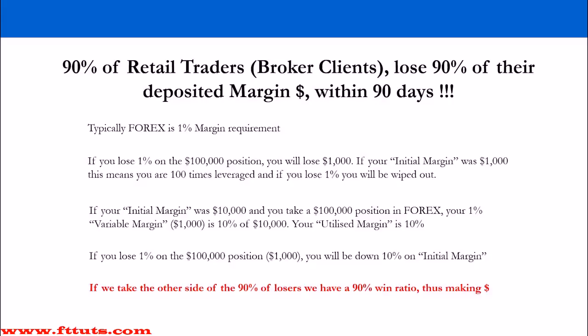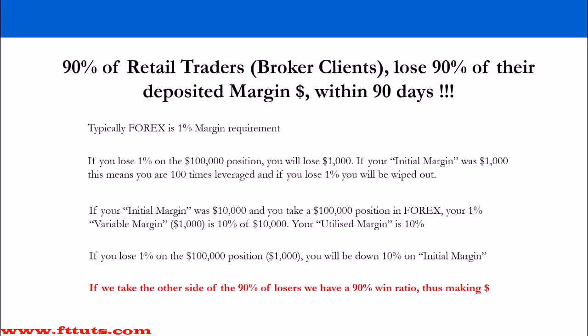Now, what if, for example, for your initial margin, you decided not to put up $1,000, you decided to put up $10,000, and you take the $100,000 position. So your 1% becomes your variable margin, and your 10% is your initial margin. And what you're actually doing is you're utilizing only $1,000 of your $10,000 if the Forex pair moves 1%. And we call this utilized margin. So the other $9,000 is just sitting on account as collateral in case anything bad happens.